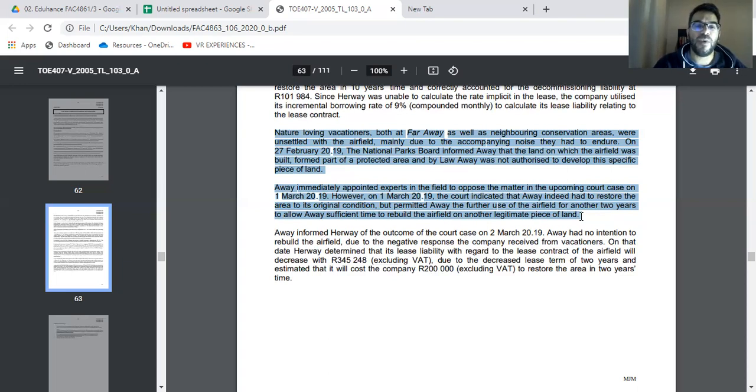They're giving us what is happening to the lease. The lease liability is decreasing by 345. I'll show you how we will deal with that. Okay, so that's very important.